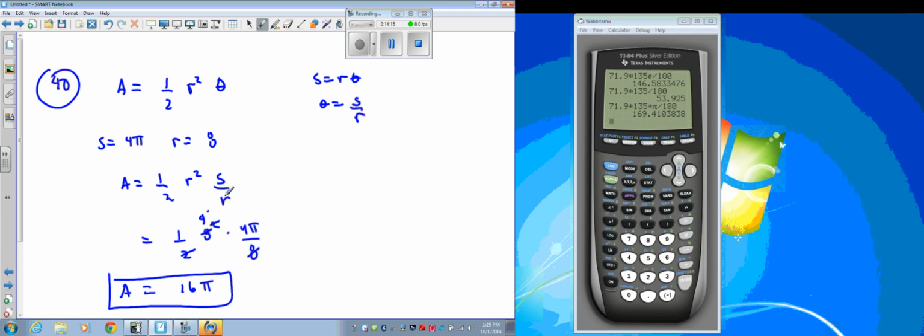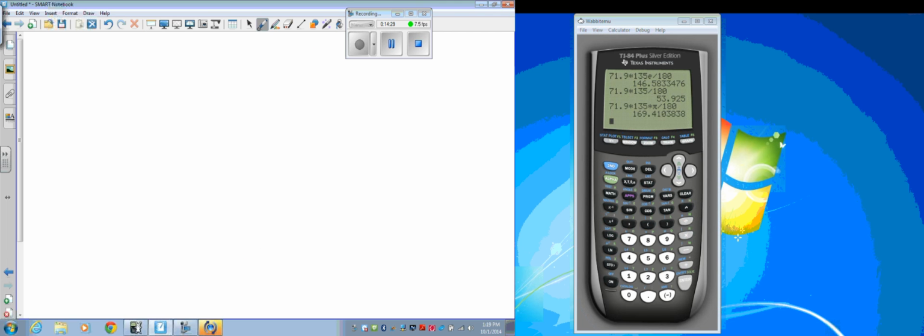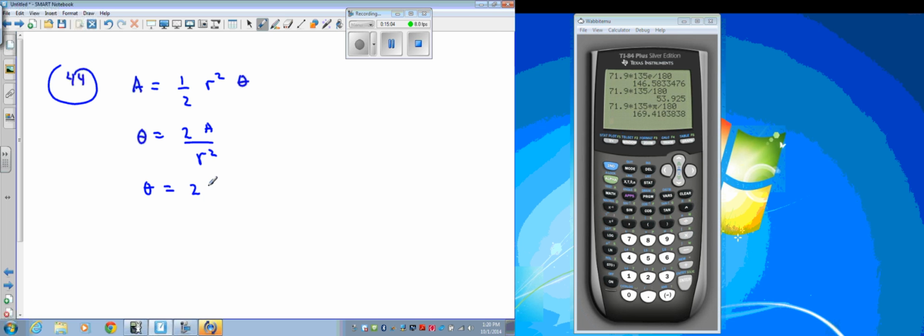Now it says find the measure in degrees of each central angle. The number inside the sector is the area. So 44. We're going to be using this area equals 1/2 r squared theta. And they want the central angle, so they want to solve this for theta. So theta is going to equal, multiplying both sides by 2, 2A over r squared. And then they want it in degrees. So what we're going to have to do is take this 2A over r squared, and that's radians, and then do 180 over pi. And that will get us degrees.